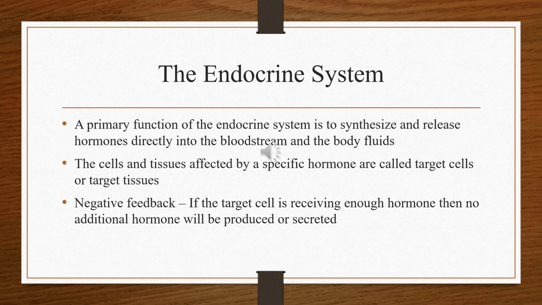So you have several hormones that are being released by the various glands, and they have specific actions within the body that they must complete. Feedback refers to information sent to the endocrine glands that signals the need for changes in the hormone levels, either increasing or decreasing the hormone production. If the target cell is receiving enough hormones, then no additional hormones will be produced or secreted at that time.